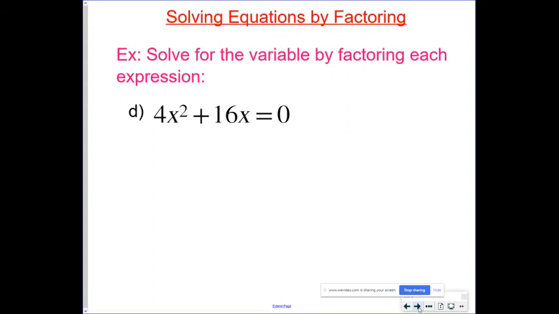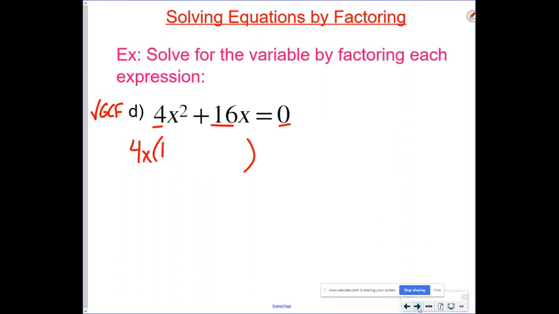Let's try another one. 4x squared plus 16x equals 0. We're solving, so it's set equal to 0, which is good. We've got two terms, so this is a binomial. First step is check the GCF. You always want to do that first when you're factoring. So 4 and 16 have a common factor of 4. They also have an x in common, so I'm going to pull out an x and divide by 4.